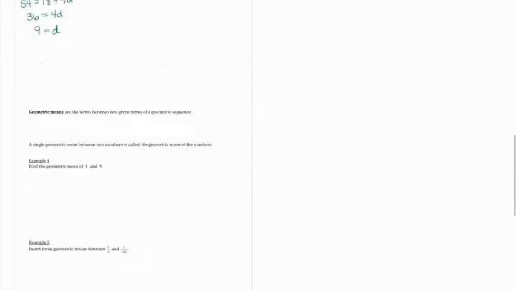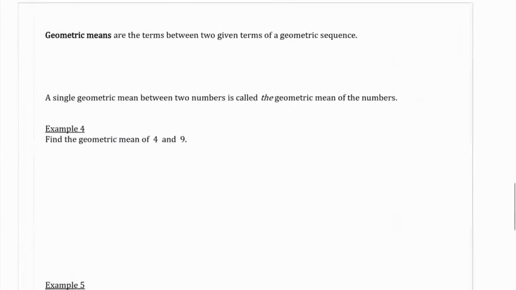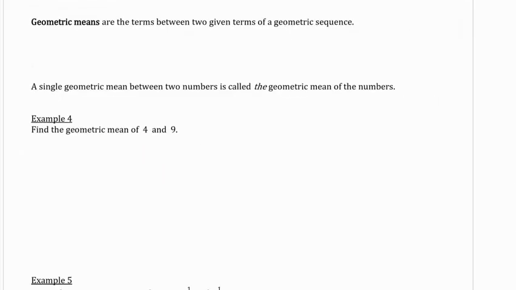All right, let's try now geometric means. This one's a little bit different. We've talked about a mean as an average, right? An arithmetic average is where you add the two numbers together and then divide by the number of numbers to get an average, right? Well, you can also find a geometric mean, right? It means the same thing. It's just a geometric sequence instead of an arithmetic.